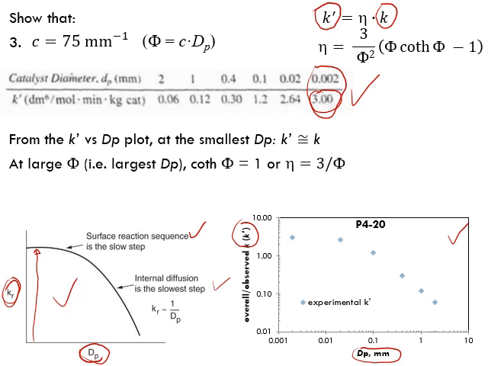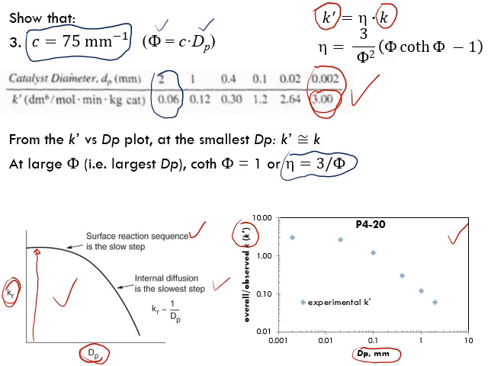Let's see what we have at very large particle size. At very large particle size, phi is also very large, right? That means phi is very large as well. So the hyperbolic tangent would mathematically reduce to 1, and then you have eta equals 3 over phi. So you can utilize this value, and then you're going to use it to find the value of C. And after finding the value of C, you can again confirm that the value of eta equals 1 at very small particle size.